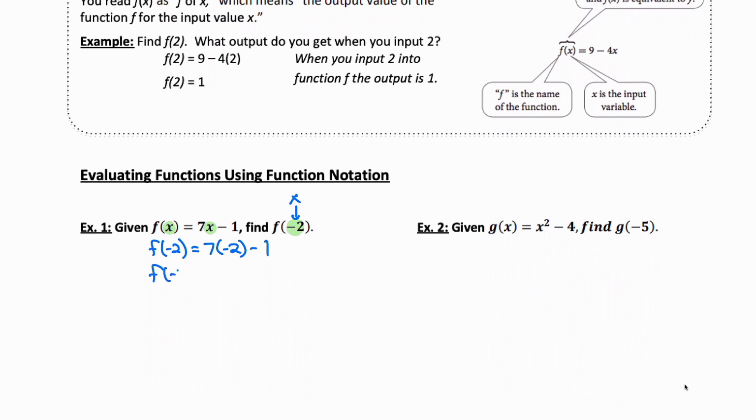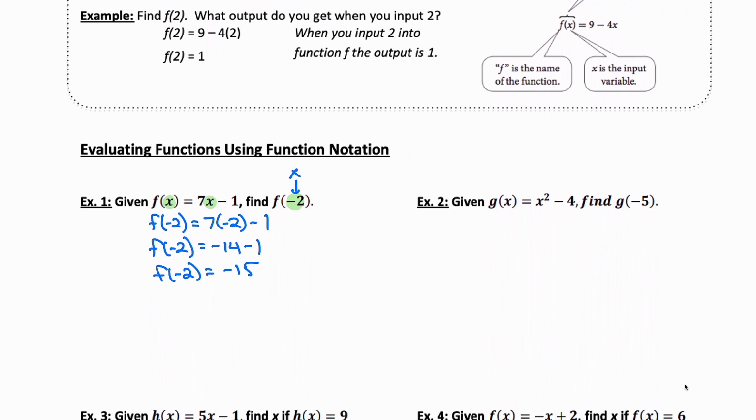So f of negative 2, that does not mean multiply. It just means when I plug in negative 2 into my function, what I end up with is 7 times negative 2 is negative 14 minus 1. F of negative 2 equals negative 14 minus 1 is negative 15. How are you supposed to read this? Well, again, f of negative 2 means when your x value is negative 2, your y value ended up being negative 15. So it gives you a bunch of information all at the same time.